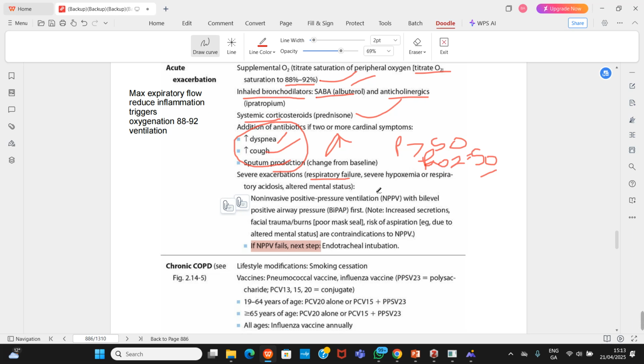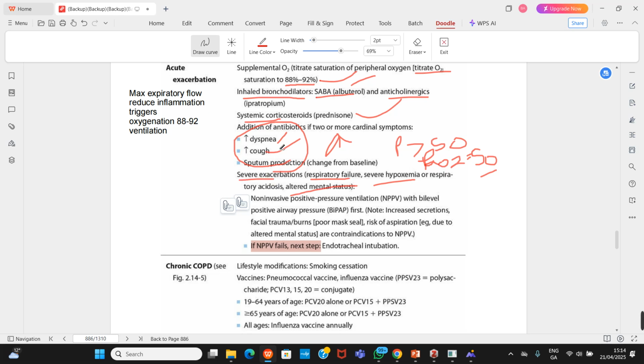If the person is having severe hypoxemia, which is evidence of respiratory failure, when somebody is having PaO2 less than 50, or the person is having respiratory acidosis, which is PaCO2 greater than 50, or the person is having altered mental sensorium, the person is confused. In that situation, you call that severe exacerbation.